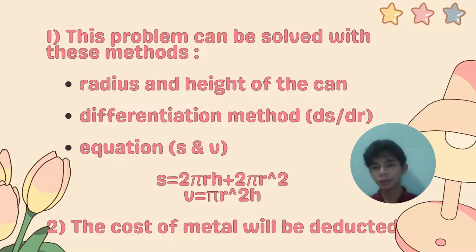In conclusion, this problem can be solved with these methods, which are by finding the radius and height of the can using the differentiation method, which is ds/dr. And second of all, by using the equations of surface area and volume of the tin can, which are S equals 2 pi r h plus 2 pi r squared, and V equals pi r squared h. After all, the cost of metal will be reduced since the dimensions will also decrease. That's all for me and this team. Thank you.